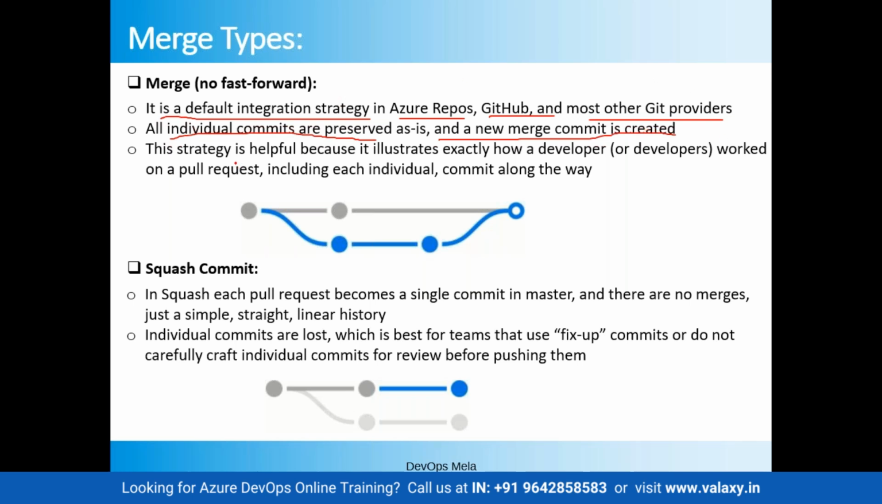This strategy is helpful because it illustrates exactly how a developer worked on a pull request, including each individual commit along the way. Now, just imagine this diagram. You are right now over here. You cloned this repository, and these are your 2 new changes.